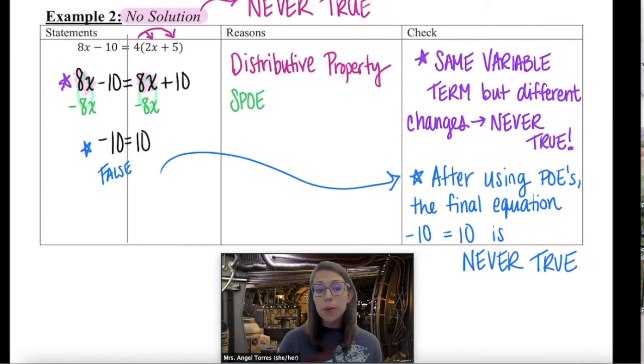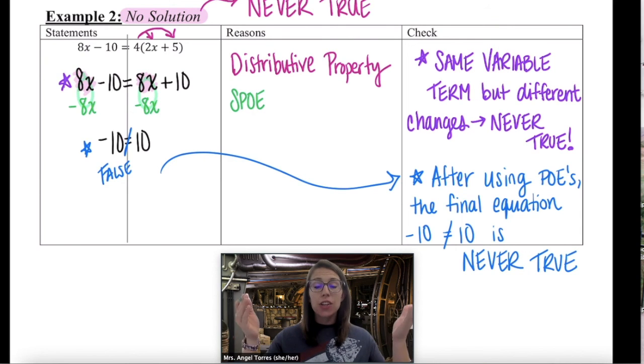So another way that we can tell that this equation has no solution is, after using our properties of equality, the final equation, negative 10 equals 10, is never true. In fact, because of that, we can put this line down the middle of the equal sign to show there's no solution here. Doesn't matter what you plug in for x, this equation will never be true.